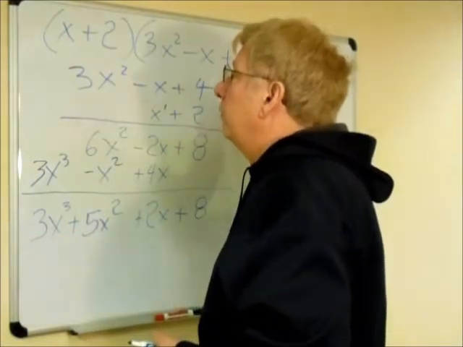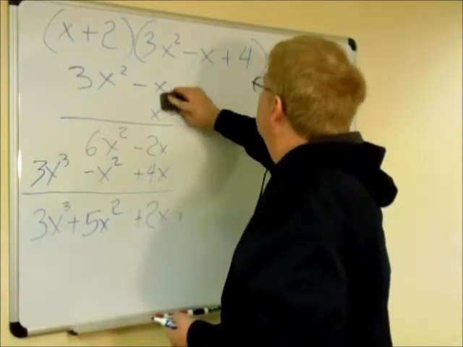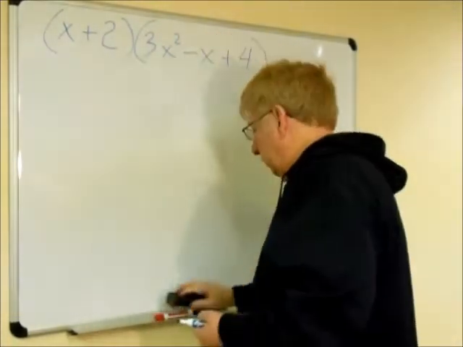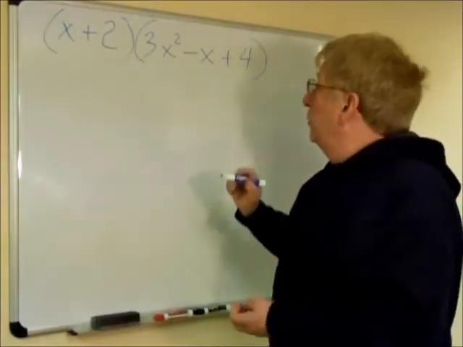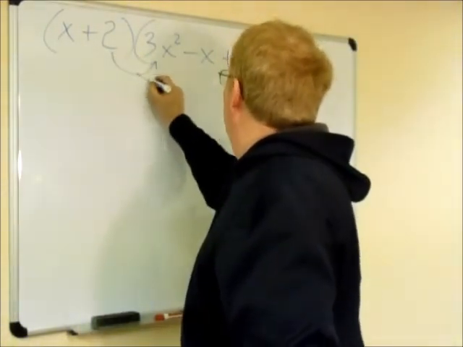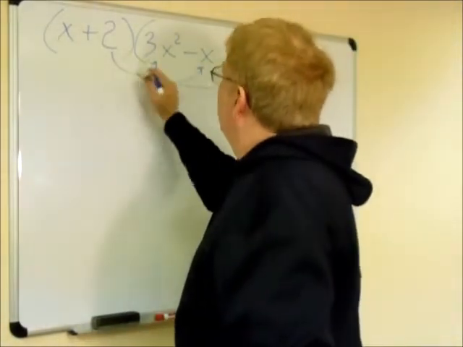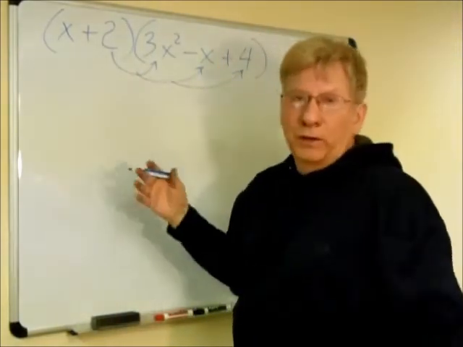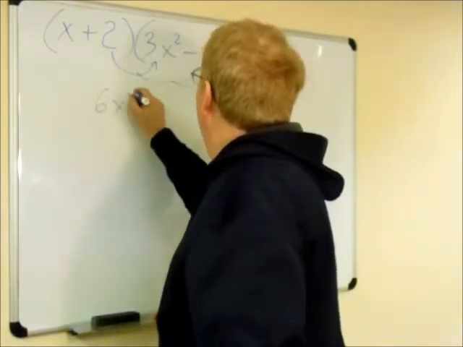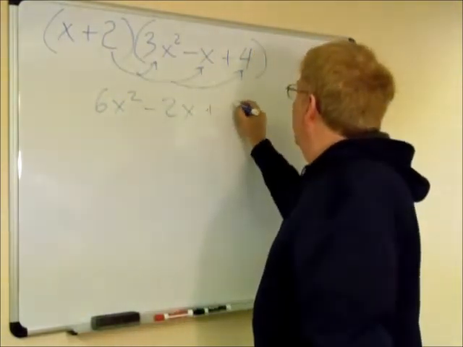Let's try another method. Let's say you don't want to do it vertically. In that case we can distribute. So we can distribute 2 times each term. We do that first. Really you're going to end up with the same thing. So again we have 2 times this term, 2 times this term, 2 times this term.